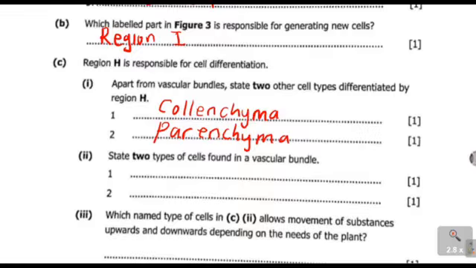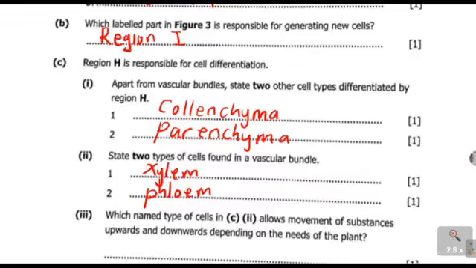So we now come to our question C2 right here. State 2 types of cells found in a vascular bundle. A vascular bundle has the xylem and the phloem. So you say we have the xylem cell and the phloem cell. That is on question C2.